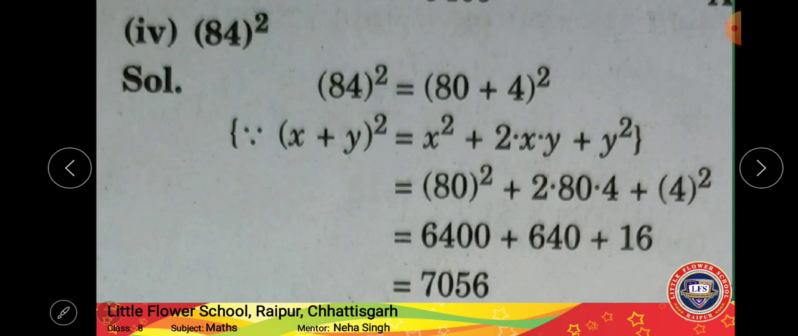This also you can go through the same solution. 80 plus 4 you will write, and then you can solve.